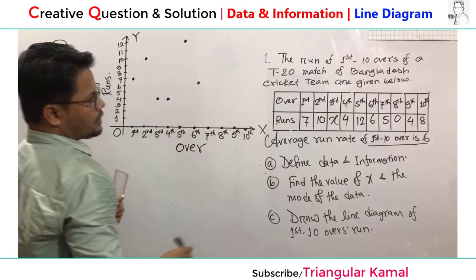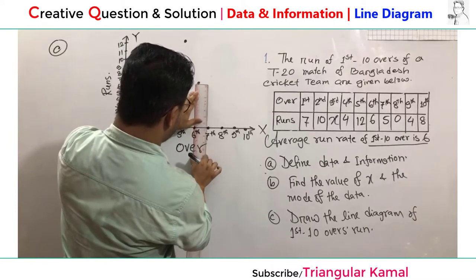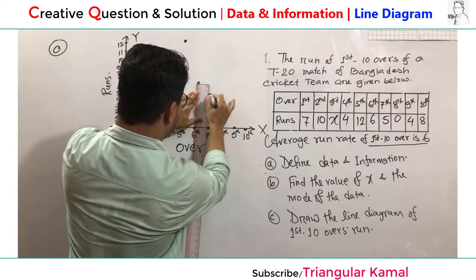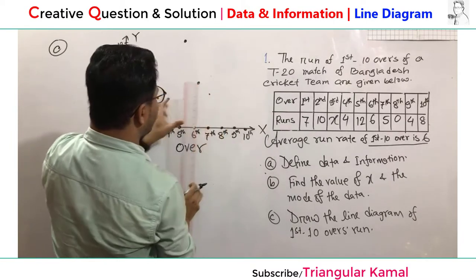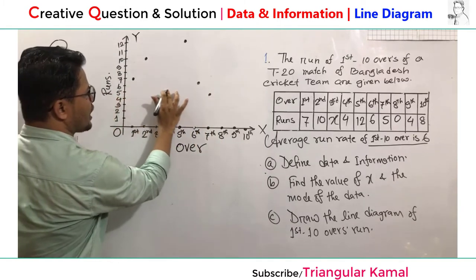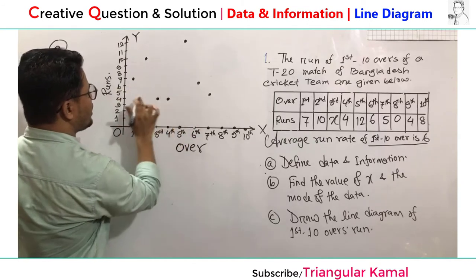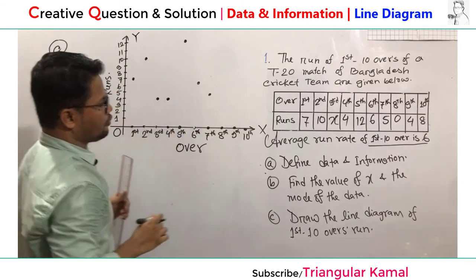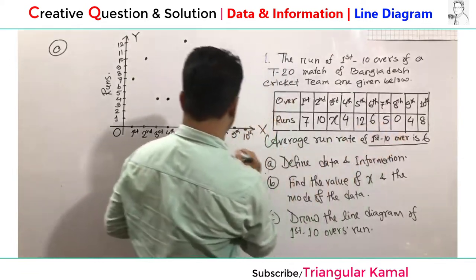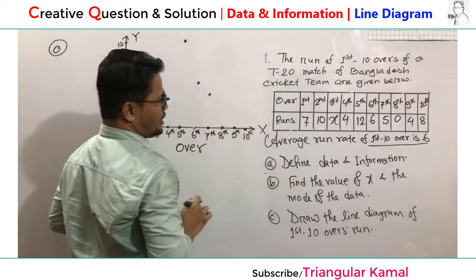And then the seventh over run is 5. So 5 is just between 4 and 6, up to 5. This is the seventh, this is the fourth. Now the eighth over run is 0, the eighth over is 0, no upper side.